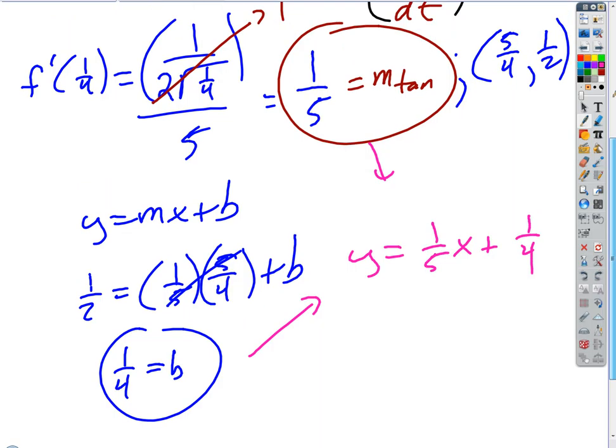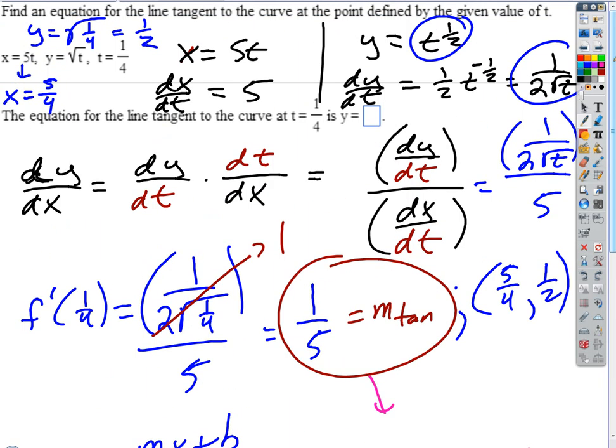Now, where'd you get those points again? The points are because I know x equals 5t and y equals the square root of t, but we're looking for the equation of the tangent line defined when t is 1/4. So if t is 1/4, I'll just plug that value in for x and y to find out what the values are. Okay? There you go. Make sense?